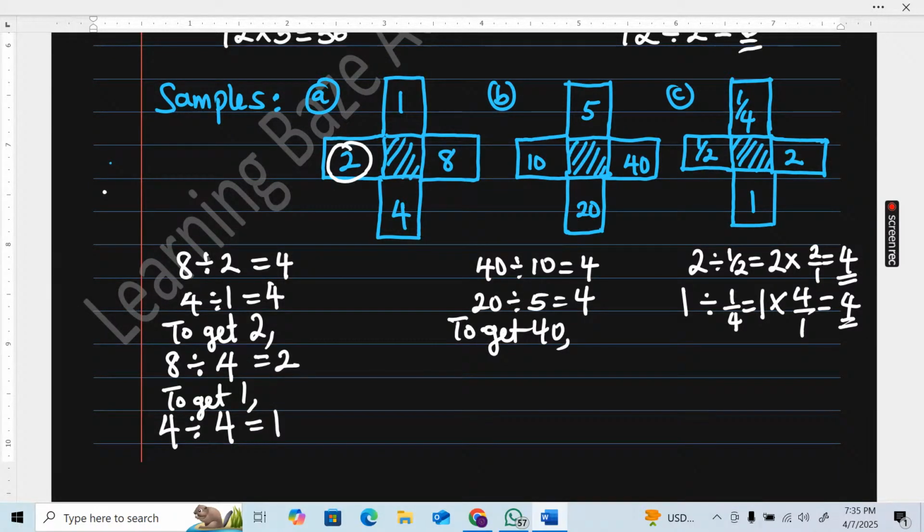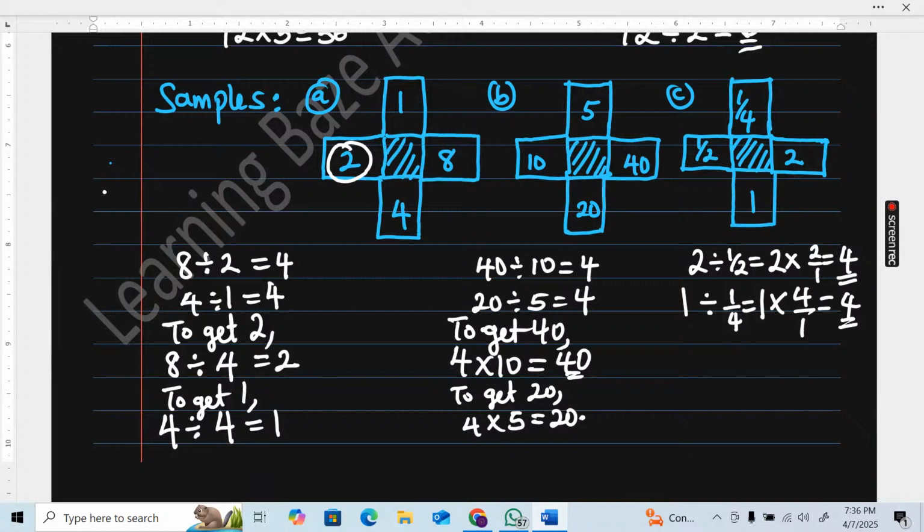Don't forget that we got 4 in sample A, sample B, sample C. So that 4 is a common factor. Now to get 40, we're going to use that 4 to multiply 10 that is on the left. That will be 4 times 10, which is equal to 40. Now looking at the number that is below, how do we get it? We're going to multiply 5 above by 4. So to get 20, 4 times 5 is equal to 20.